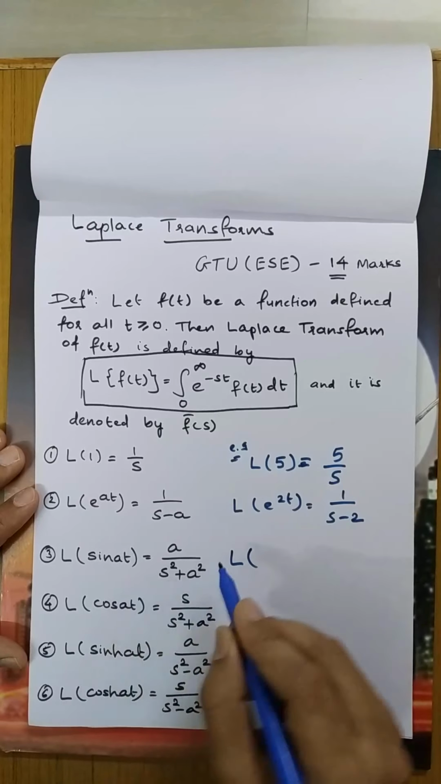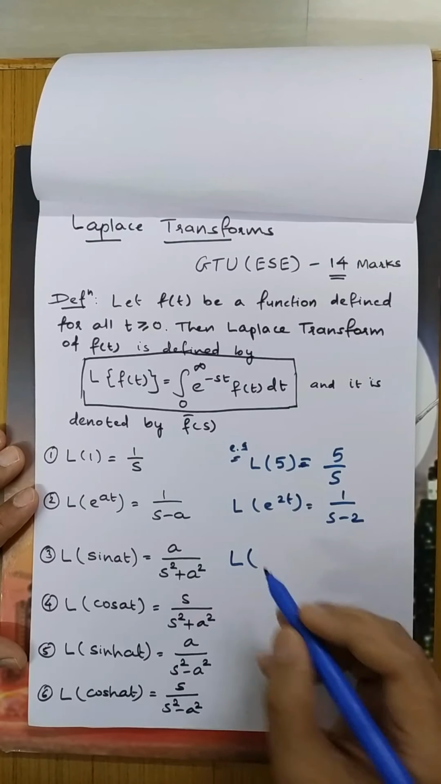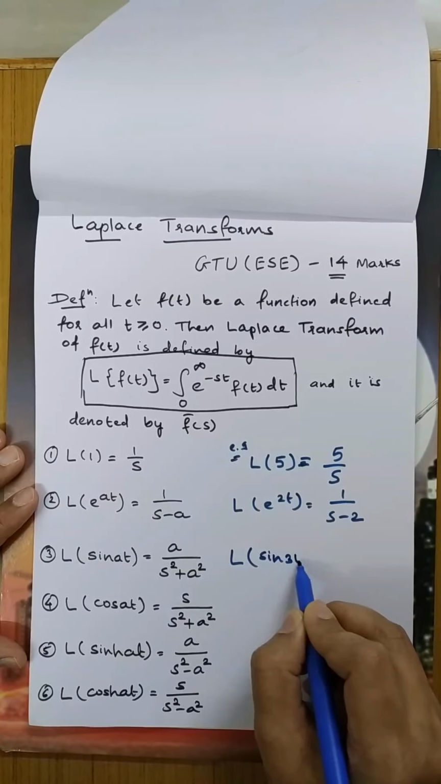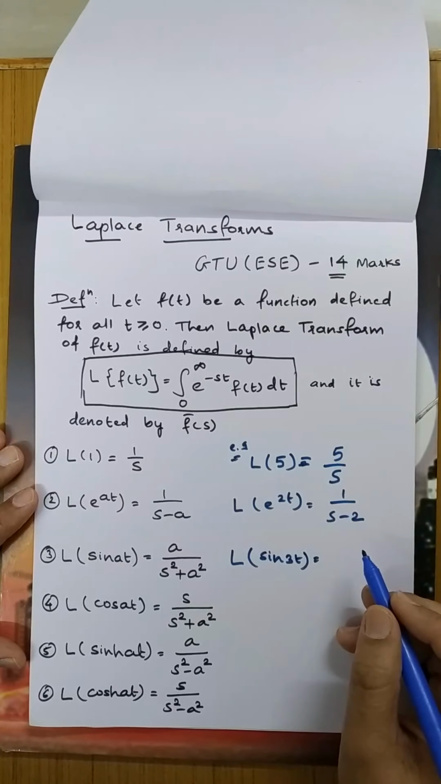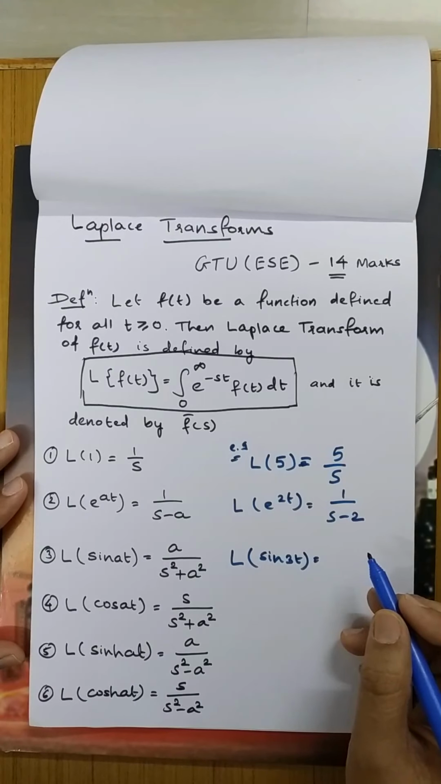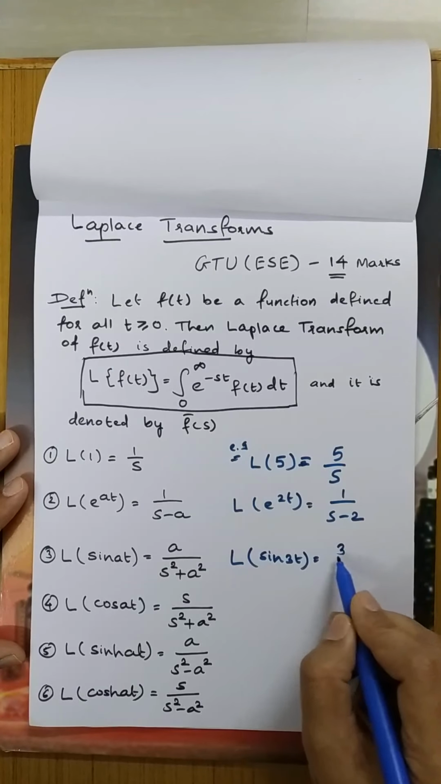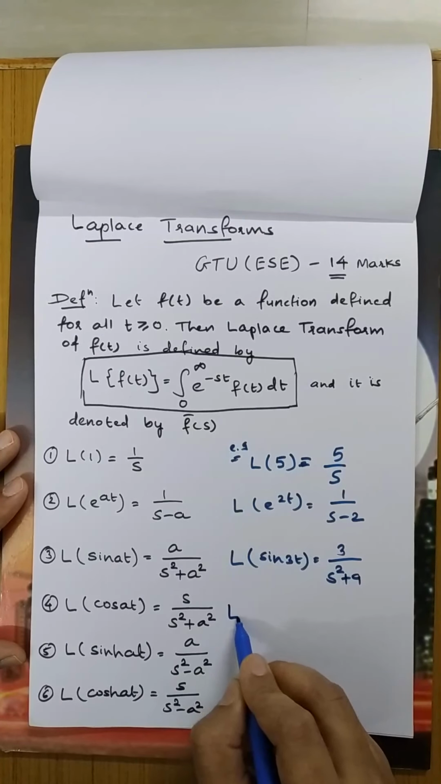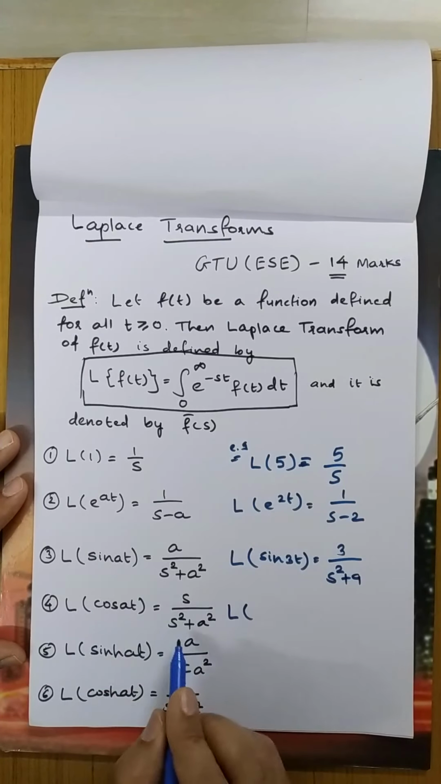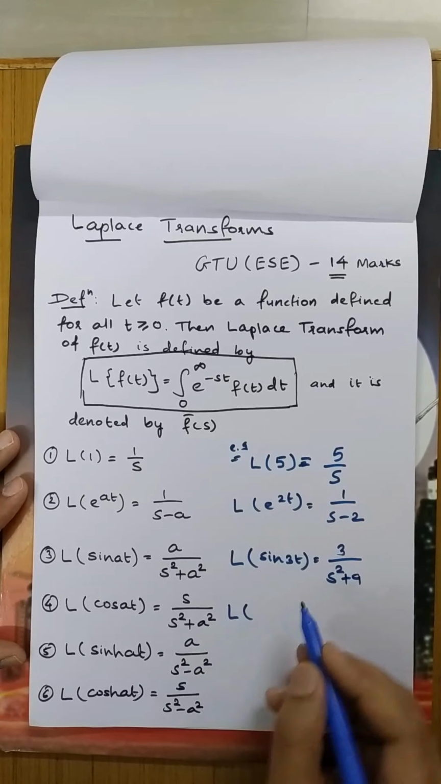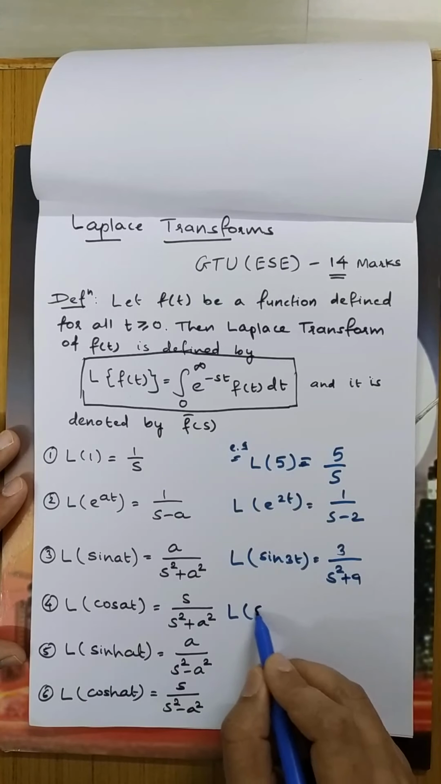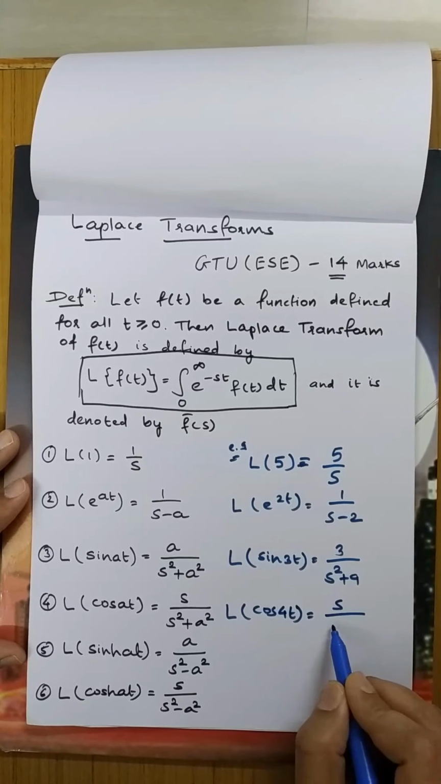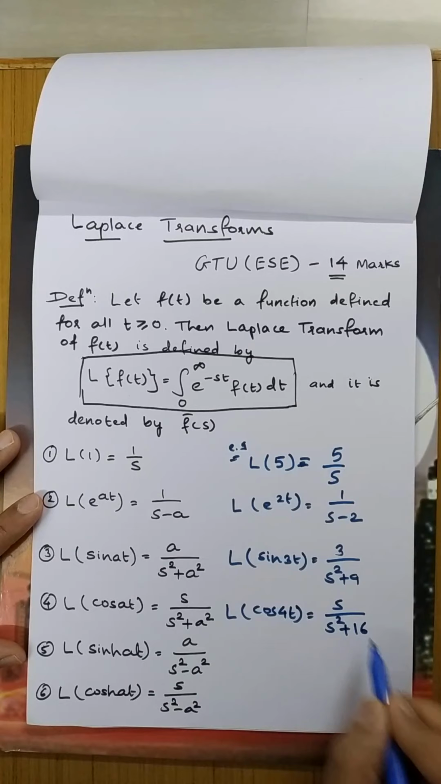Laplace of sin at is a upon s square plus a square. Now I will take a particular example, Laplace of sin 3t. What is Laplace of sin 3t as per this formula? It is 3 by s square plus 9. Laplace of cos at is s upon s square plus a square. So Laplace of cos 4t is s by s square plus 16.